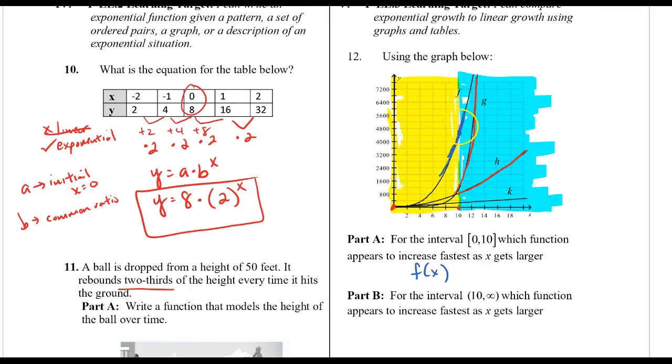But look what happens right about here at this point. G is actually going to cross inside. That's a really bad drawing right there. But if I extend this line out, F is going to look like this, G is going to go up like this, and G actually crosses inside of F. So G is eventually going to get taller quicker. So G is the fastest one from 10 to infinity.